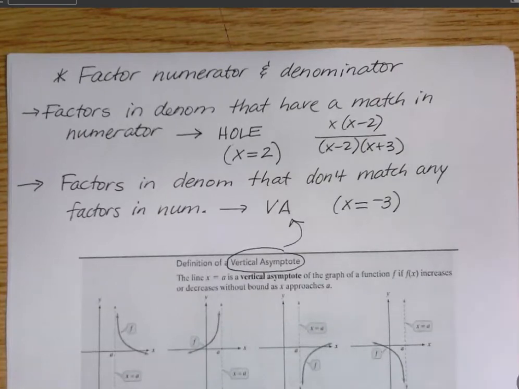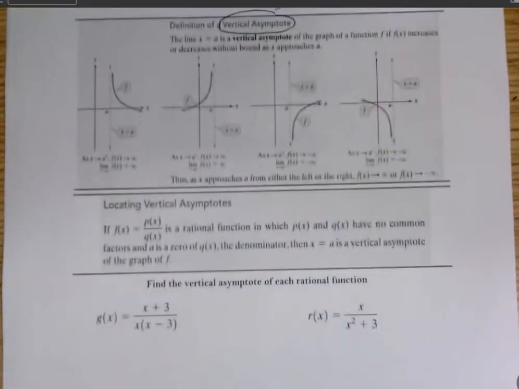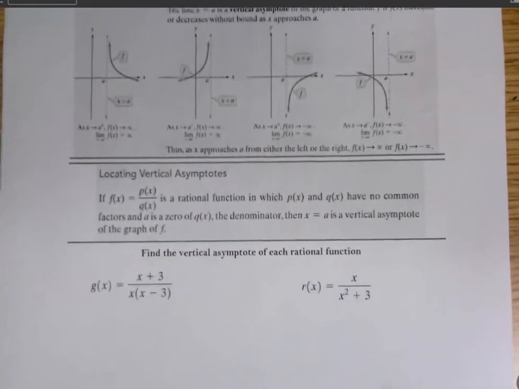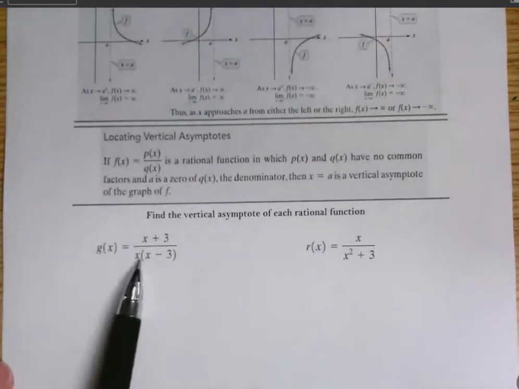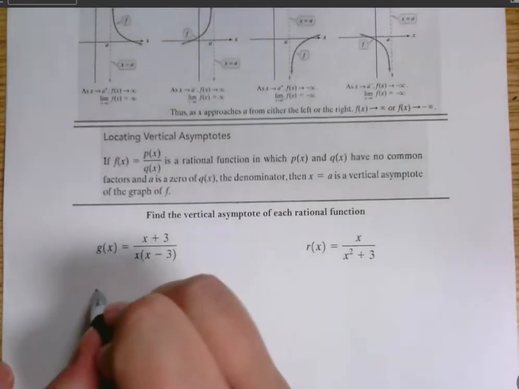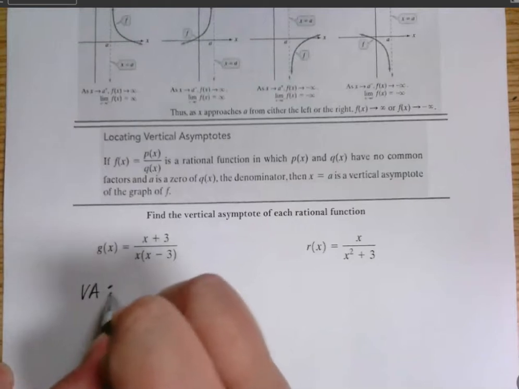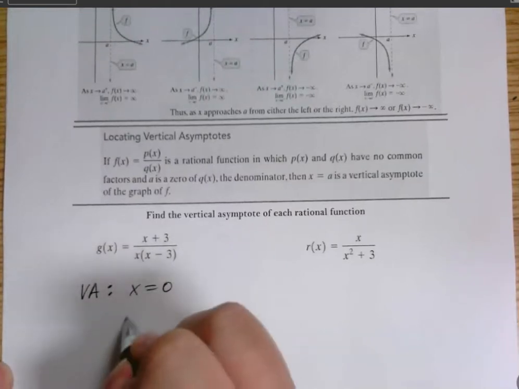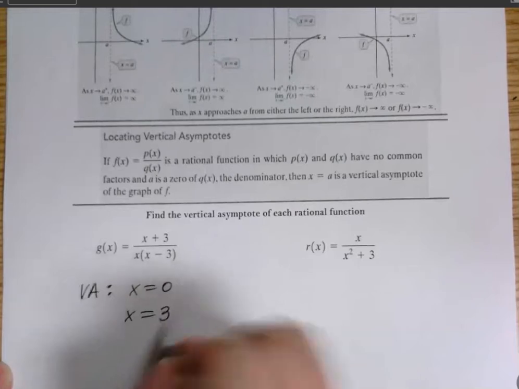Okay? So locating vertical asymptotes, that's basically what I just went over. I'm looking here, and I have two factors in my denominator. Neither one of them has a match in the numerator, so both of those indicate vertical asymptotes. So my vertical asymptotes are at x equals 0 and at x equals 3.